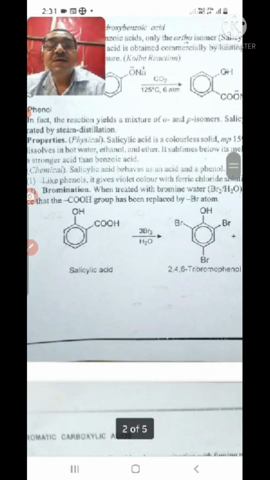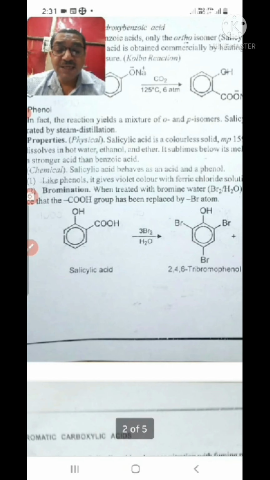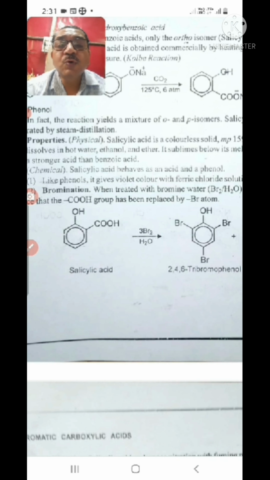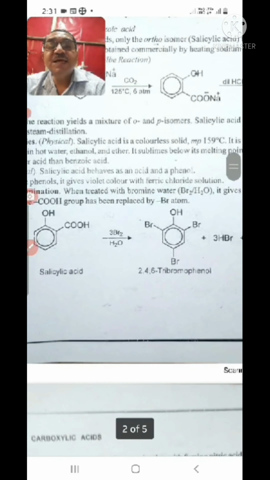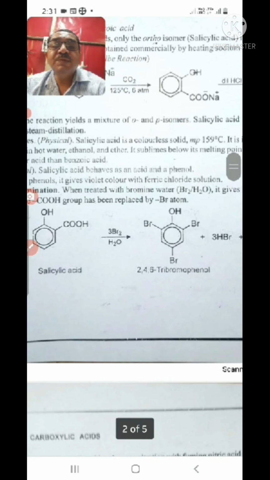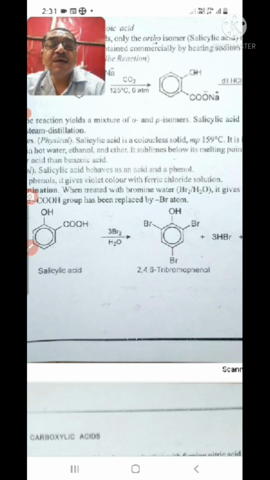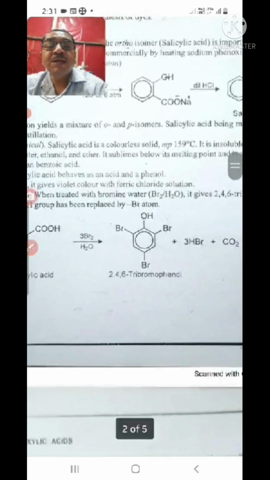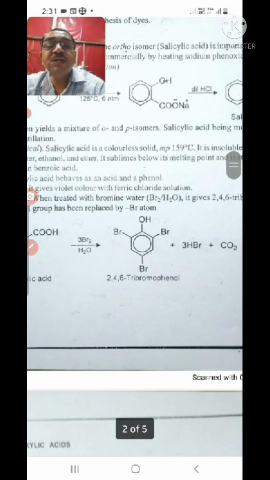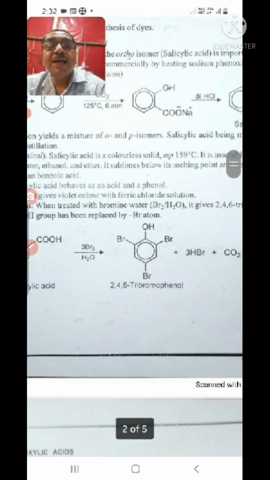Means when we use salicylic acid and treat it with bromine, we get the tri-substituted product of this salicylic acid, that is ortho hydroxybenzoic acid. So 2,4,6 tribromophenol is formed when we treat salicylic acid with bromine. So 2,4,6 tri-substitution is there. So COOH group is replaced by bromine atom.